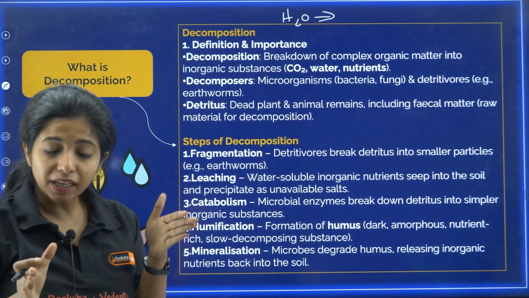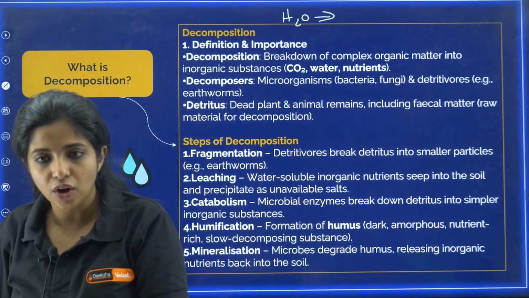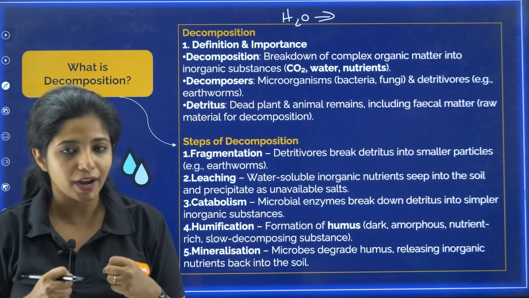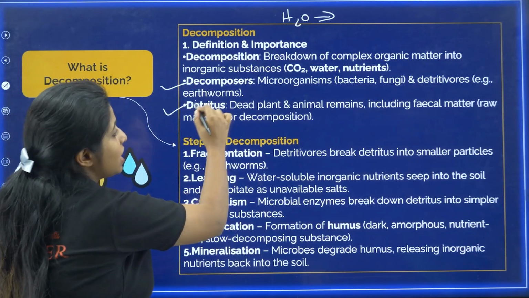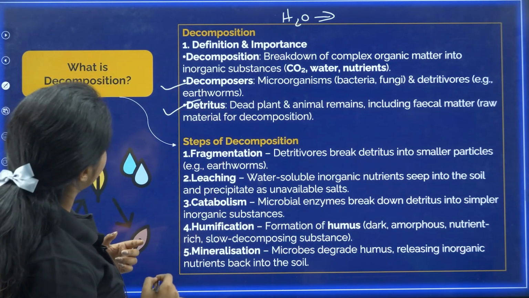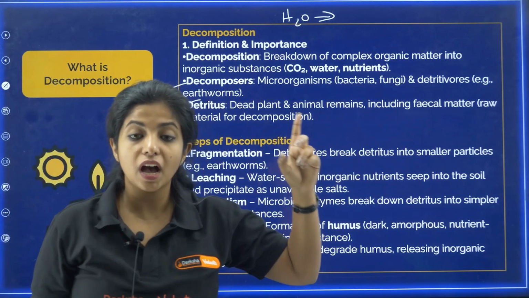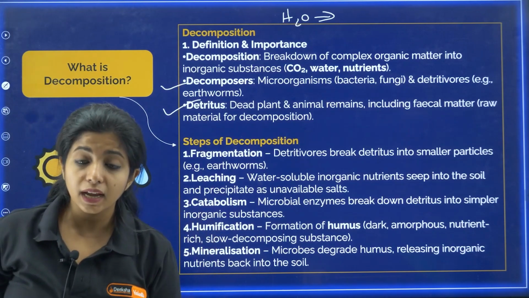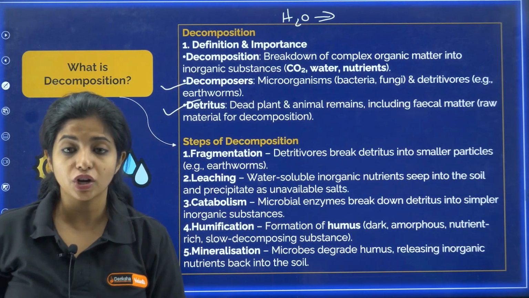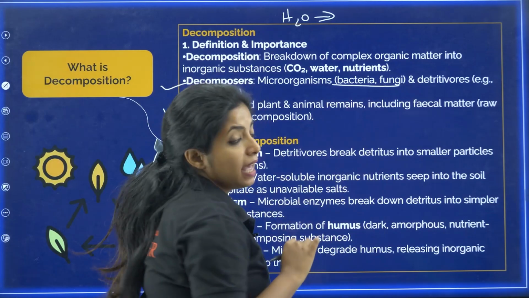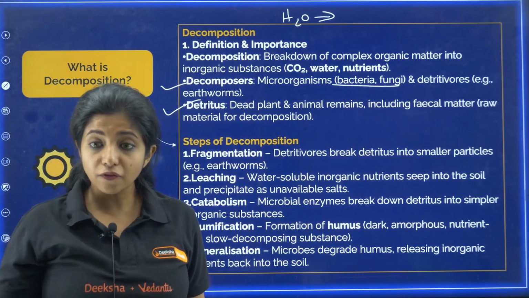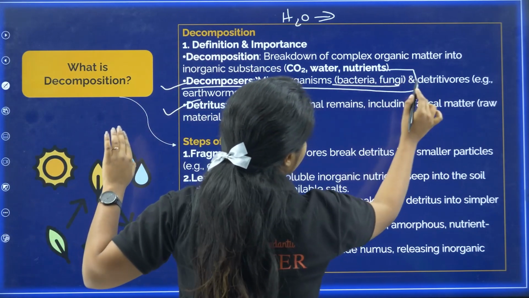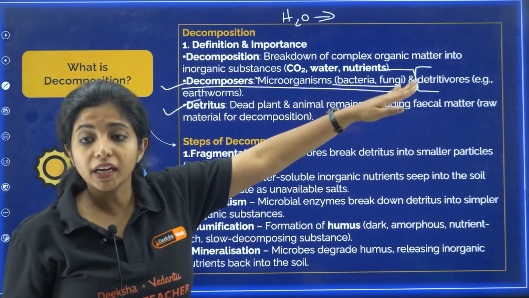So basically, the breakdown of the complex organic matter back into inorganic substances is known as decomposition. And for that, we need the help of certain organisms. First are decomposers, and the second one is detritivores. I don't know why it is not mentioned over here, but anyways, I'll explain to you. So decomposers are what? Microorganisms, which are bacteria and fungi, my dear children. They basically help in the process of decomposition. Apart from that, you have detritivores. So decomposers are different, detritivores are different.